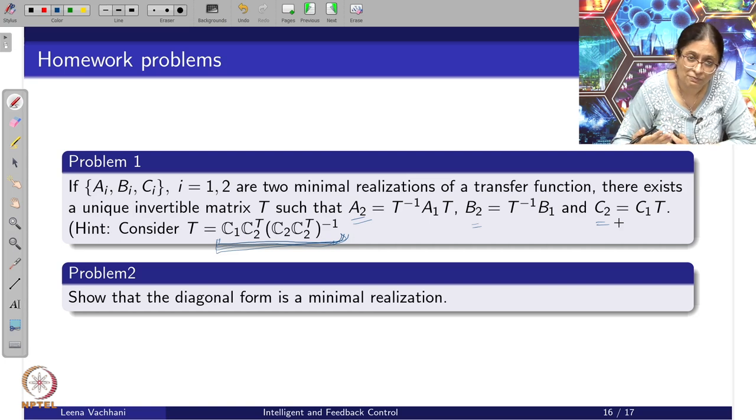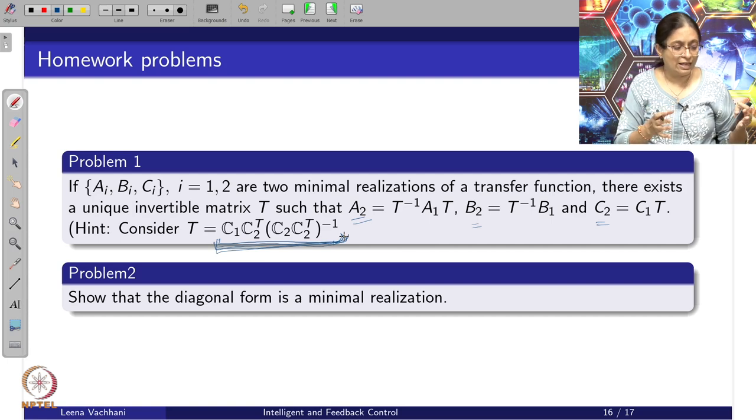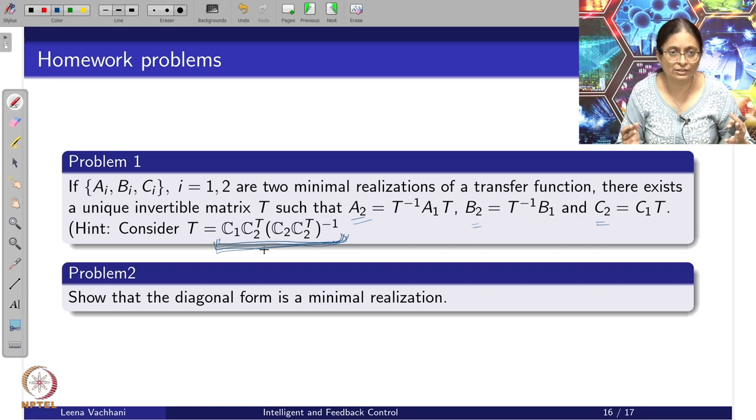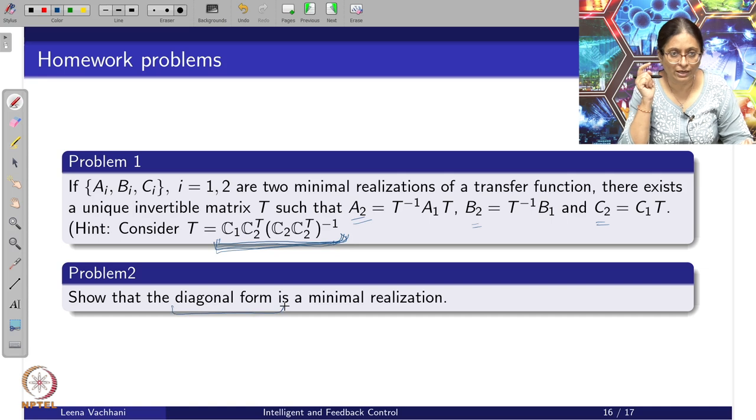If I start from a minimal realization itself and I come up with this similarity transformation, this also gives a minimal realization, because I start from a controllable system, and when I apply a similarity transformation of this form, I will definitely get a controllable system. All right, and that's how the arguments are related. Similarly, I will be able to show that the diagonal form that we discussed in the earlier case is controllable as well as observable. Since that is controllable and observable, it is a minimal realization.